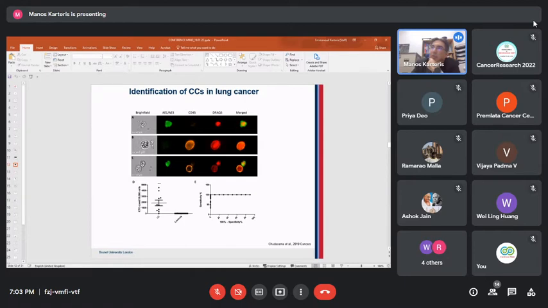Here you can see a single CTC on the top. On panel B, you see a white blood cell that is negative. And here you've got two cells. One is a white blood cell stained for CD45, and the other one is a circulating tumor cell stained with cytokeratin. And what we have shown is that lung cancer patients have a lot higher levels of CTCs, of course, when compared to controls.